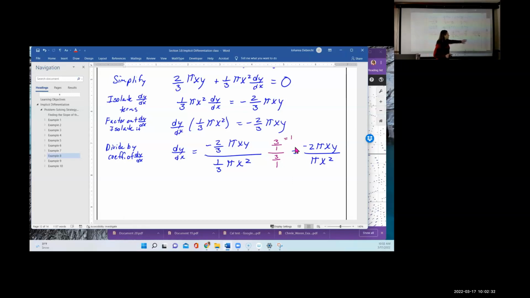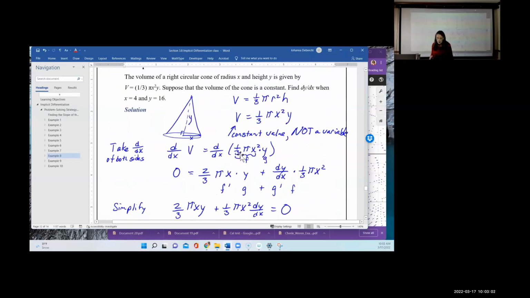Then I've got a common factor of pi, so the pi's cancel, and I have one common factor of x. So the x cancels from the numerator, and one of the x's cancels from the denominator. So my final formula for the derivative dy/dx is negative 2y divided by x, which is actually quite a simple formula, surprisingly. It's much simpler than what I was expecting.